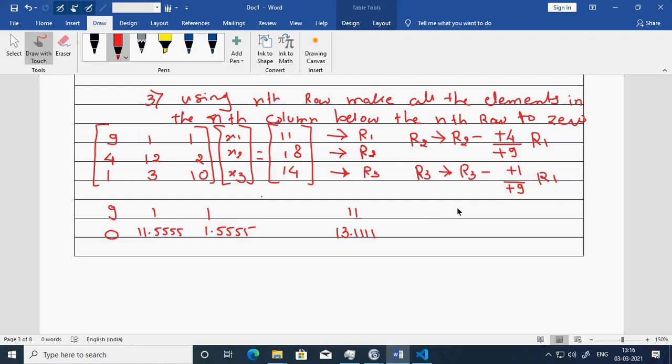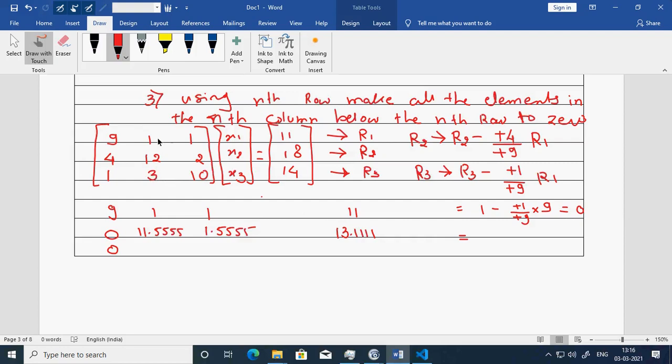So let's see. So R3 is here in this case, it is 1. Okay. Minus plus 1 divided by plus 9 and R1 is 9. Okay. R1 is 9. So if I multiply, this comes out to be 0. Okay. So here in this case I got 0. The next step is, now I am talking about the second column. So 3 and 12. So 3 and 1.